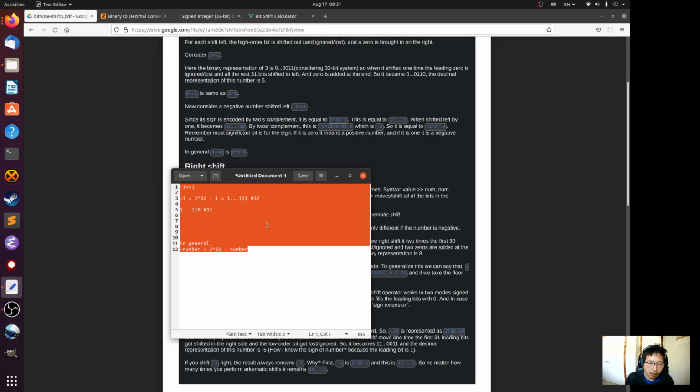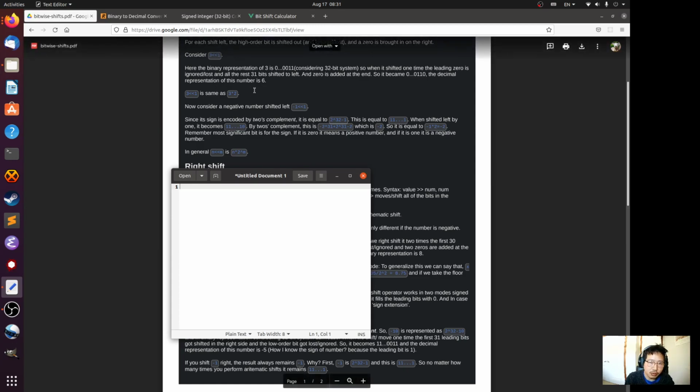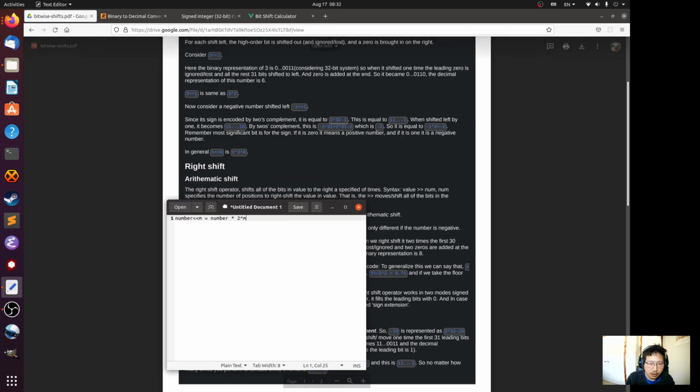Why? Because of the same rule as the previous example. If you got a number, either minus or positive, shifted by m, this is in general equal to the number times 2 to the power of m. So here it's minus 1 times 2, which is minus 2. In general, if you shift n by m to the left, it means n times 2 to the power of m.